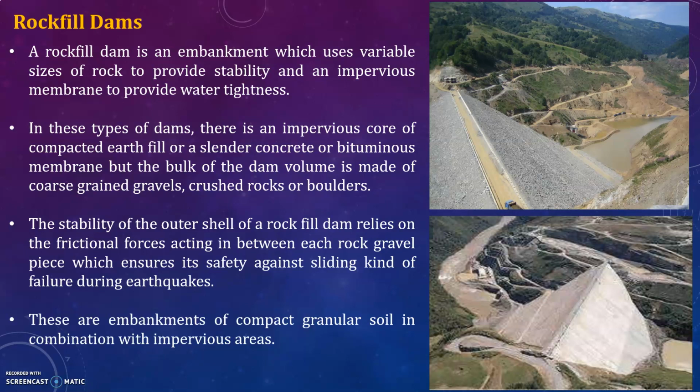These are embankments of compact granular soil in combination with impervious areas. These dams are resistant to damage from earthquakes. In modern practice, the Rockfill Dam has four fundamental parts: dumped rockfill at the downstream, upstream rubble cushion of laid up stone bounding into the dumped rock, upstream impervious facing resting on the rubble cushion, and upstream cutoff to check under seepage.